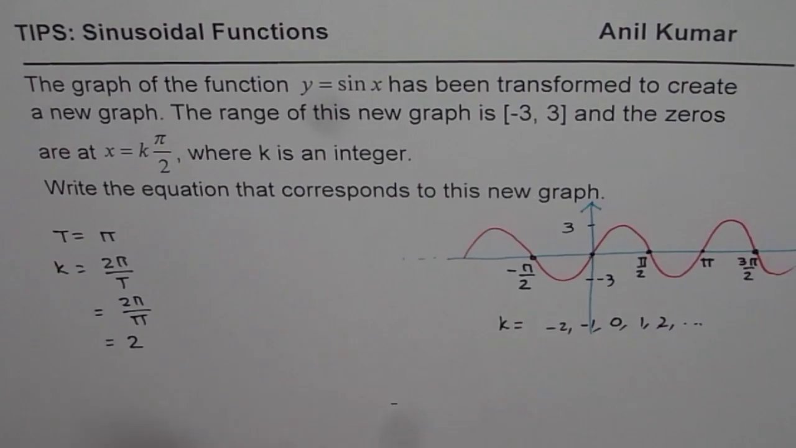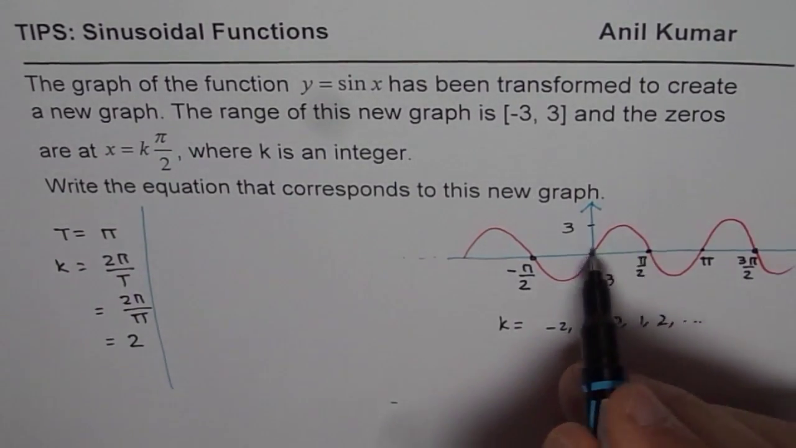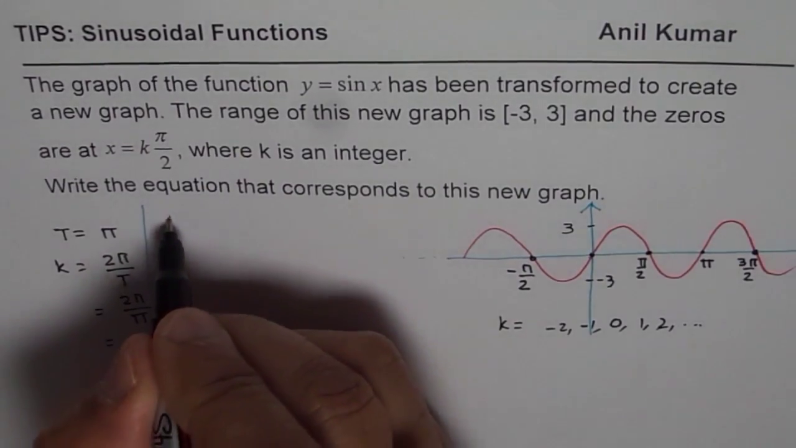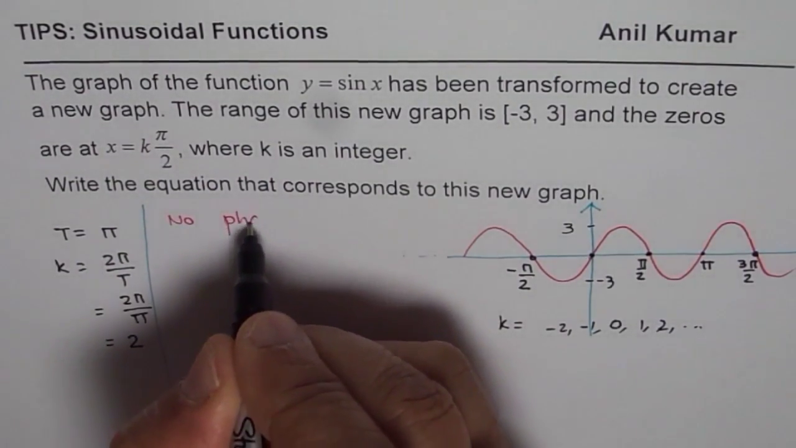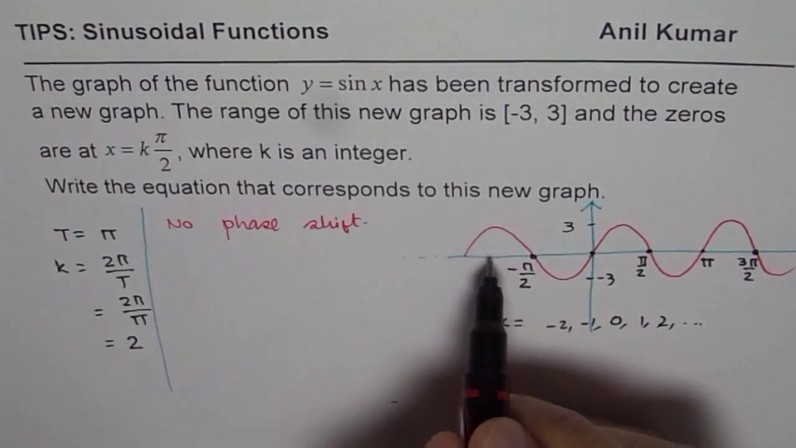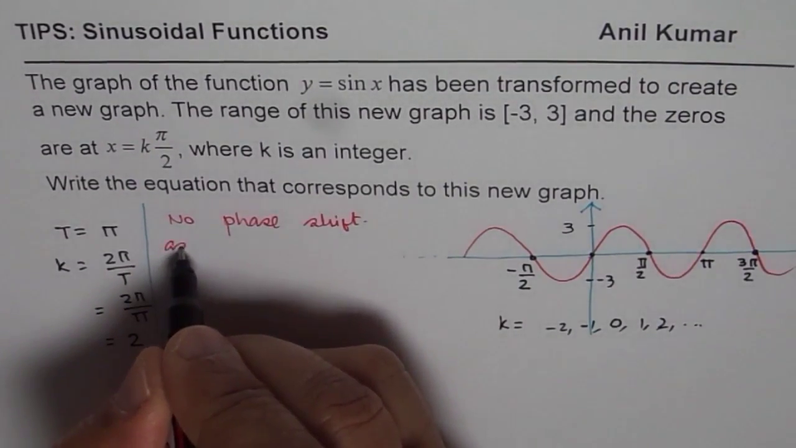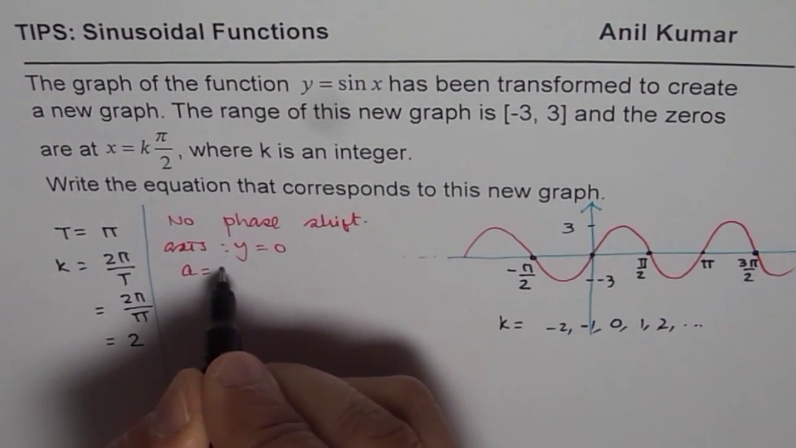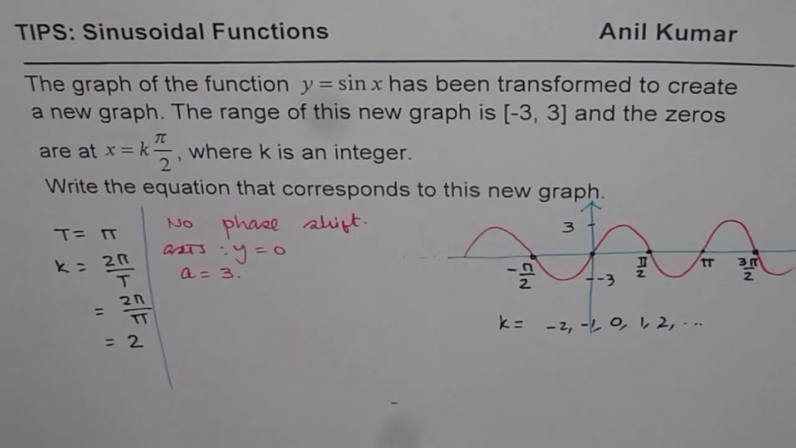That is one parameter which helps you. And you know there is no phase shift, since sine starts from here. It's also important to note that the axis is y equals 0, but the amplitude is 3. So that gives us the equation.